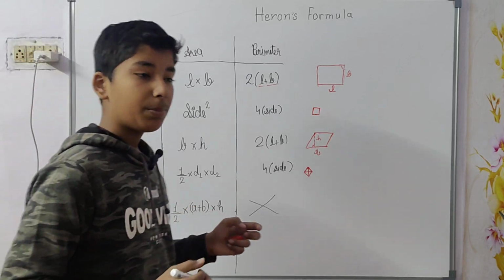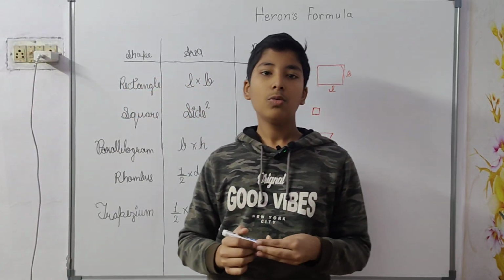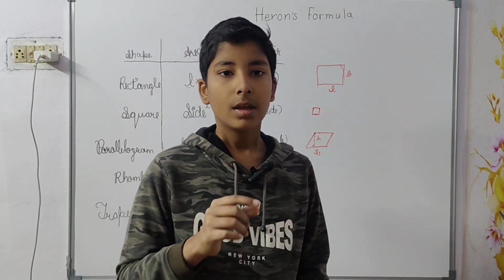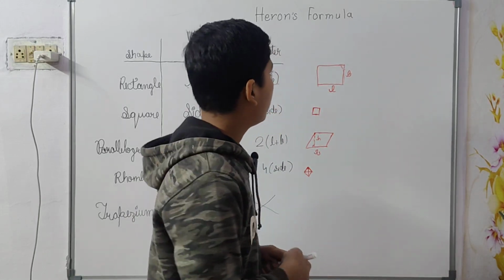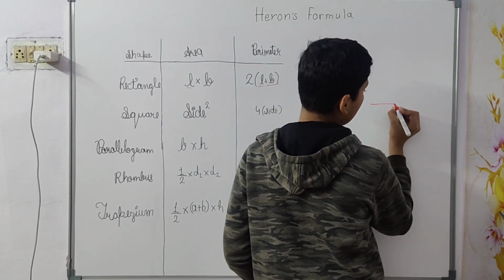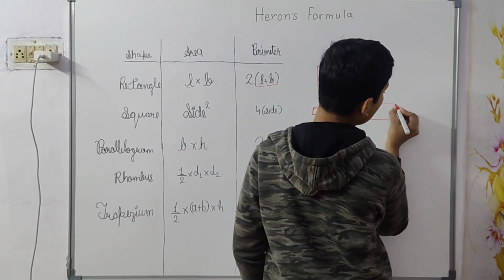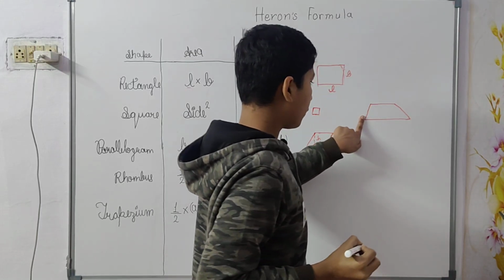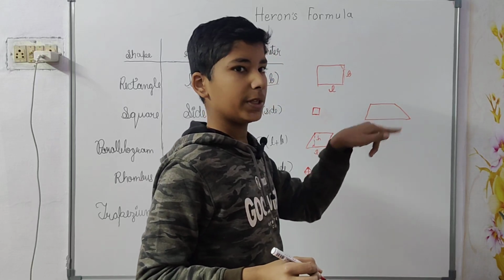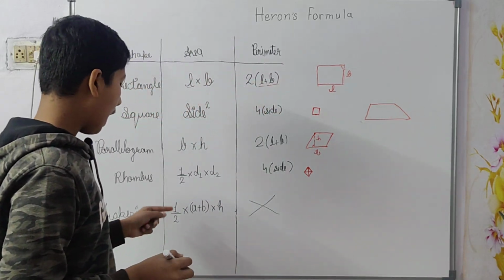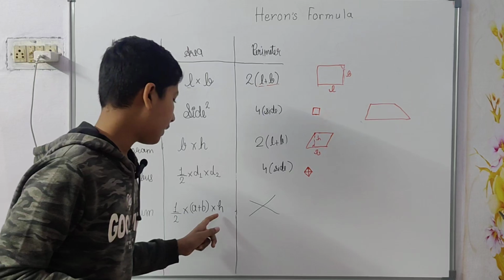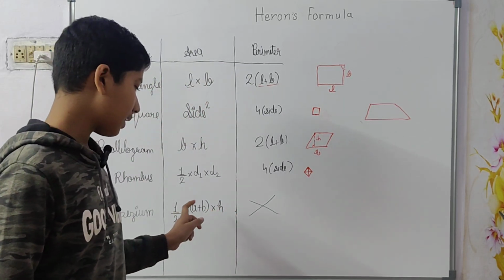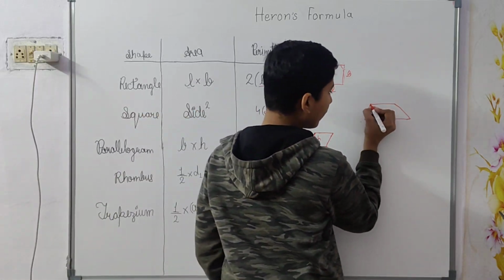Now, trapezium. A trapezium is a figure with one pair of sides parallel and one pair of sides non-parallel to each other. We can see this: these two are parallel, but these two are not parallel. This is a trapezium. Its area is half into sum of parallel sides into h. H is always this one.